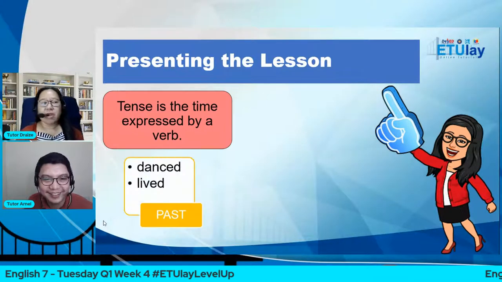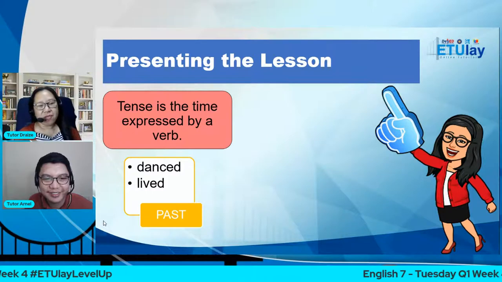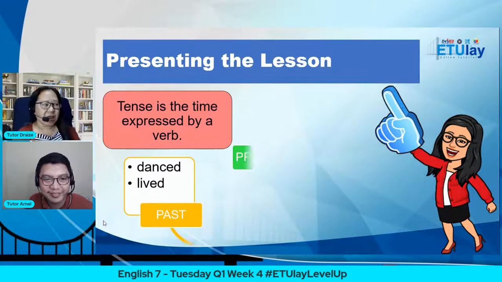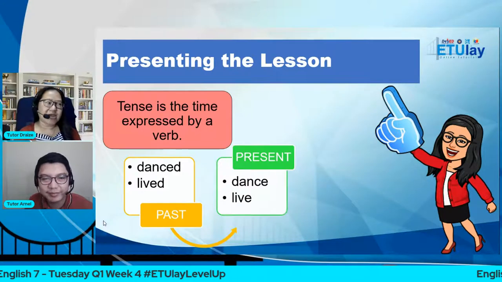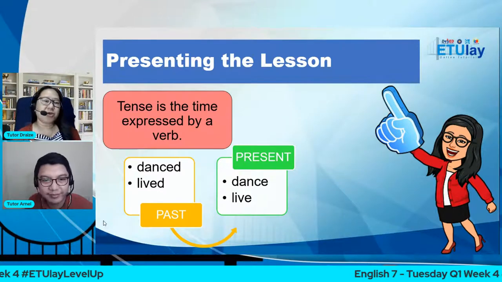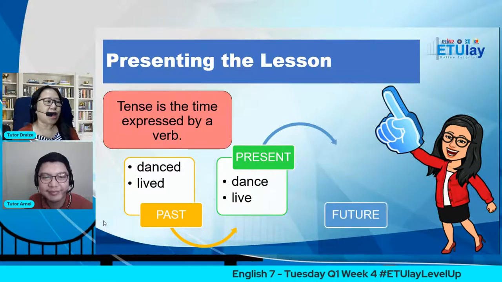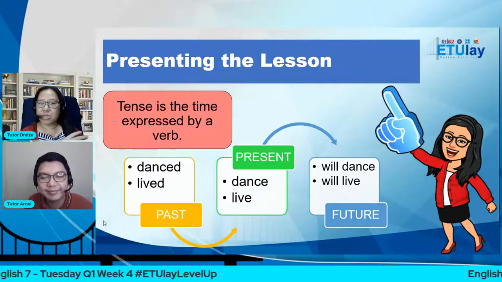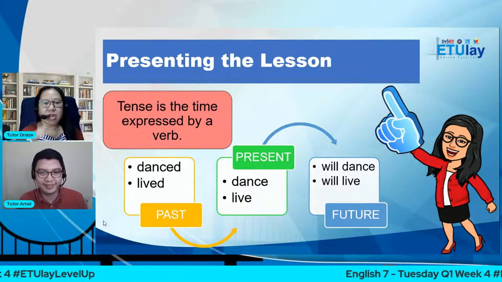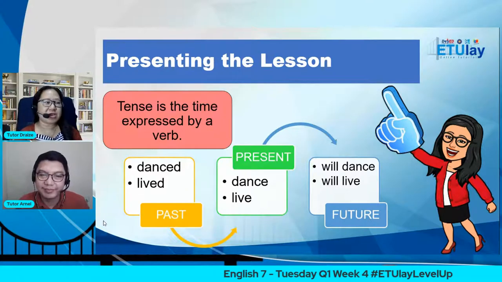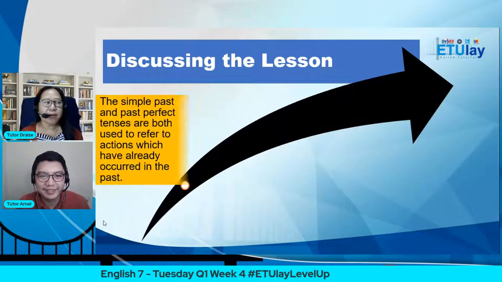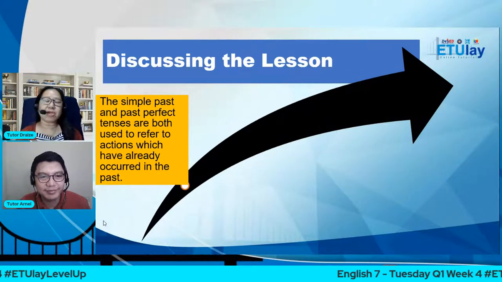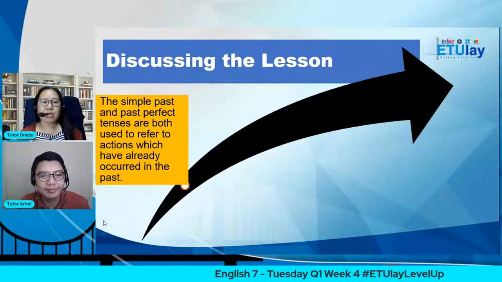Very good. So we are dealing here with three tenses of the verbs. First, when we speak of past tense, we have examples like danced and lived. If it's present tense, we say dance or live or dances or lives, depending on the number of the subject. And if it's future, we say will dance or will live. So you see, we gave two words only, so you will really see the difference between the tenses. For this afternoon, we will be discussing the simple past and the past perfect tenses, but we will be focusing our discussion on the simple past tense.